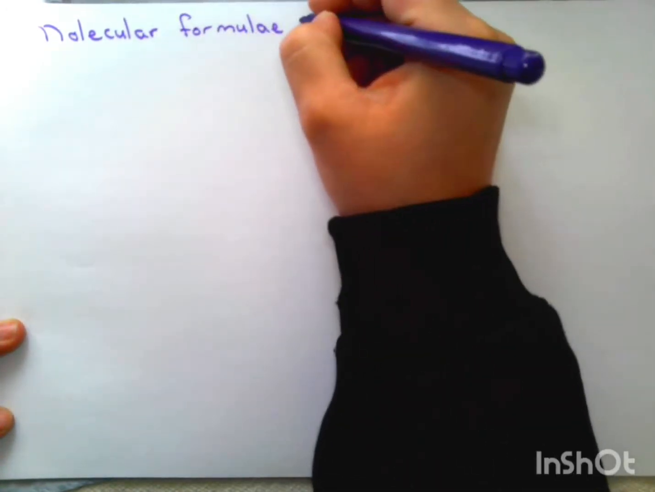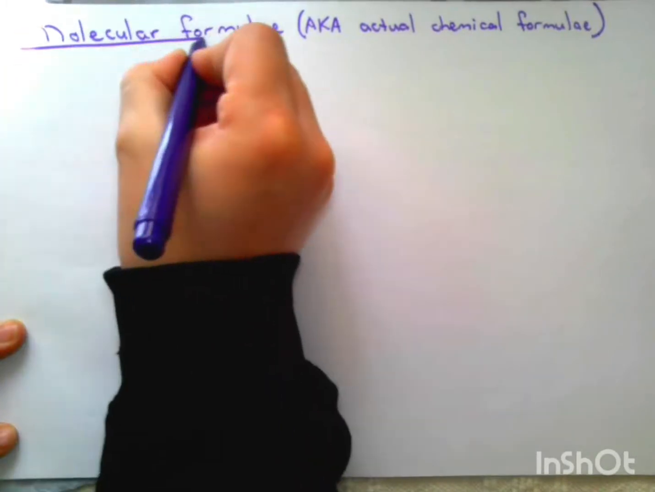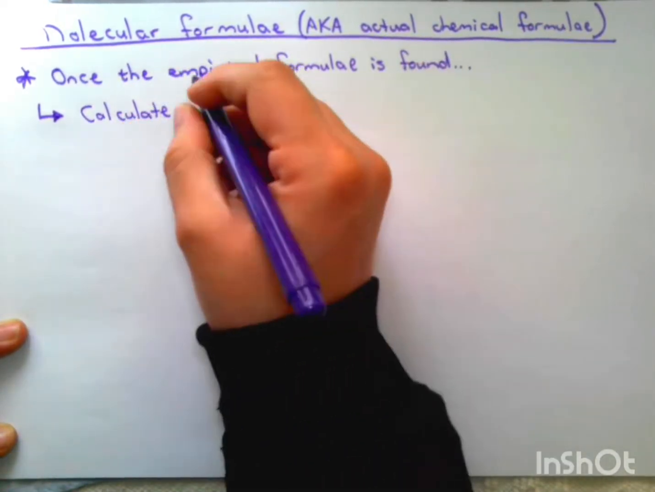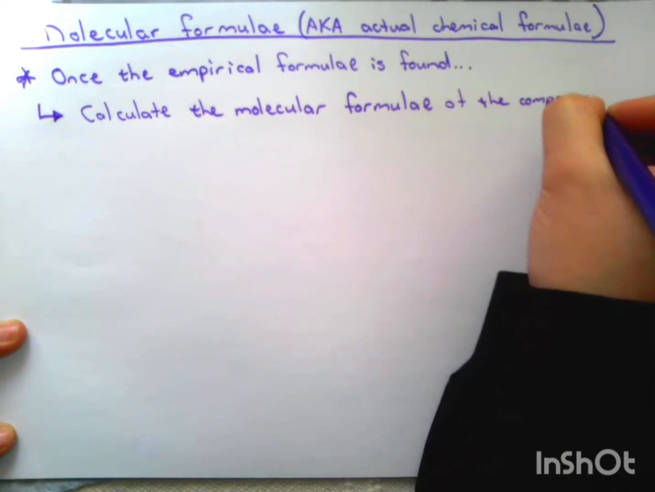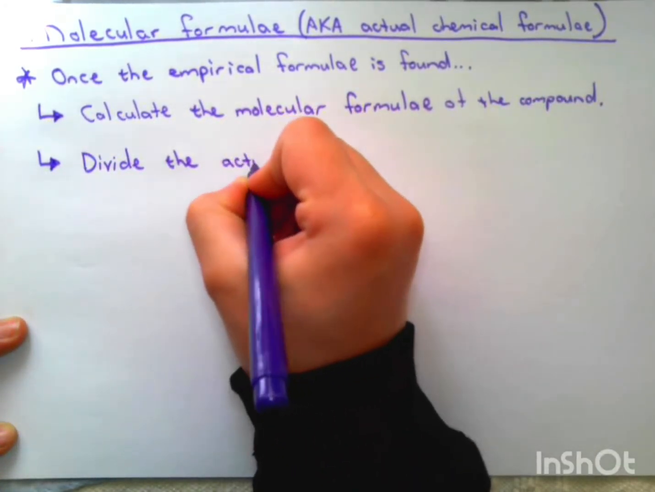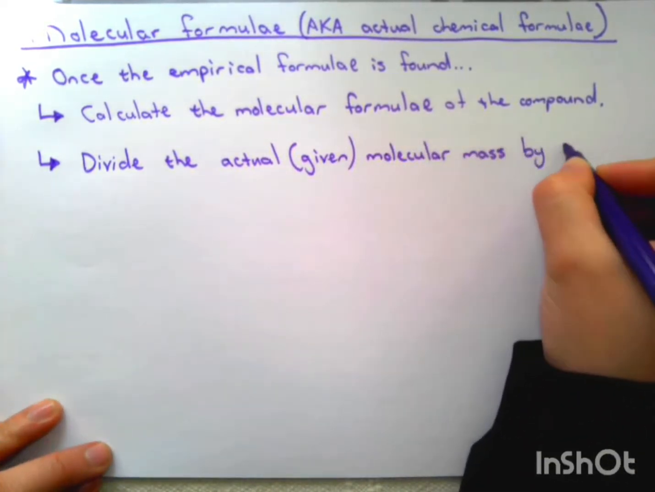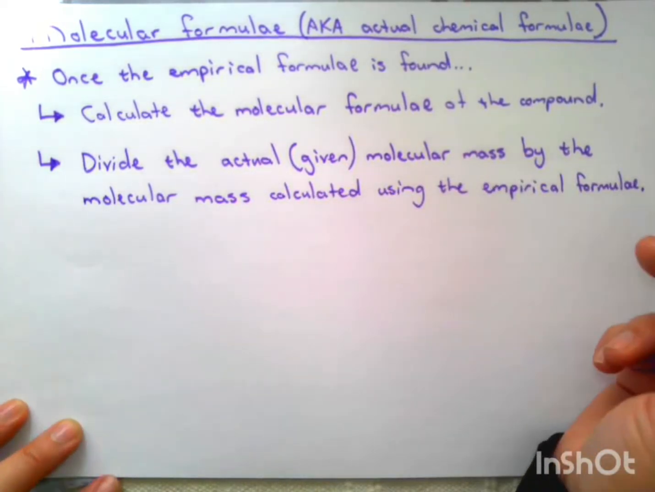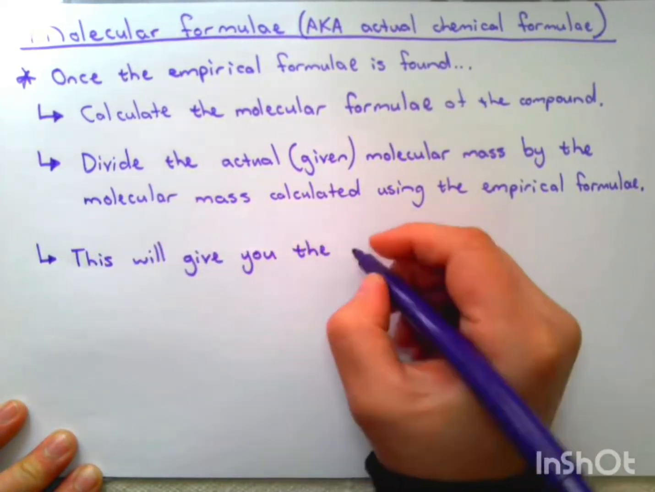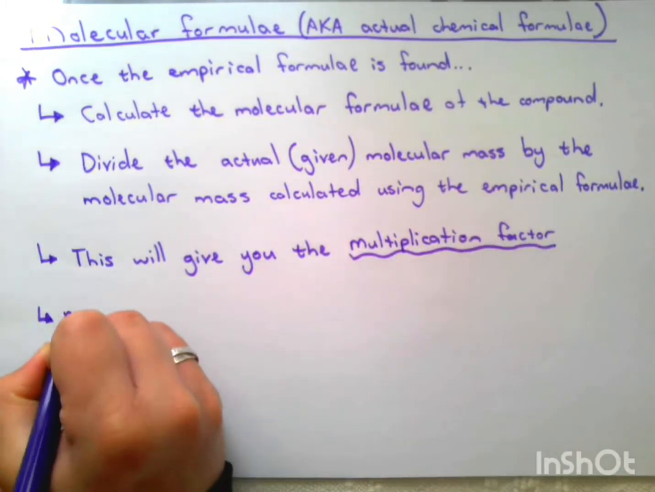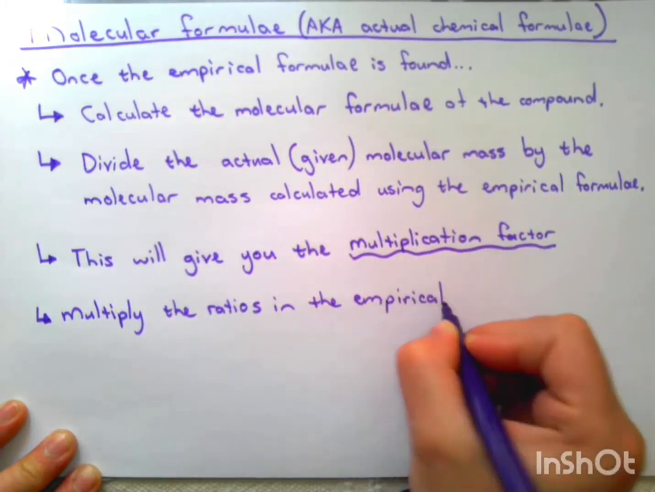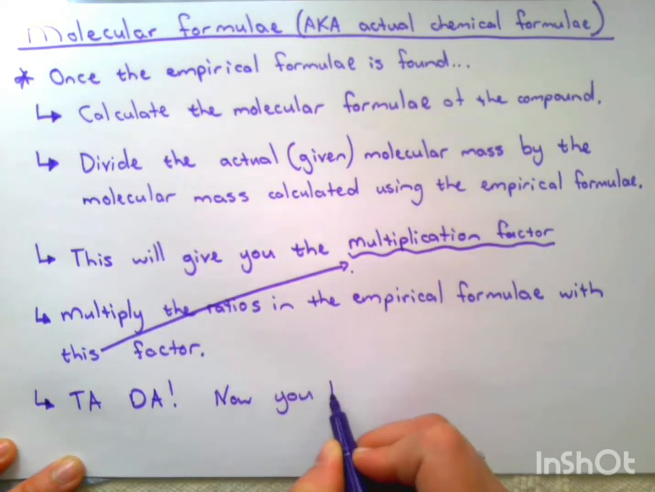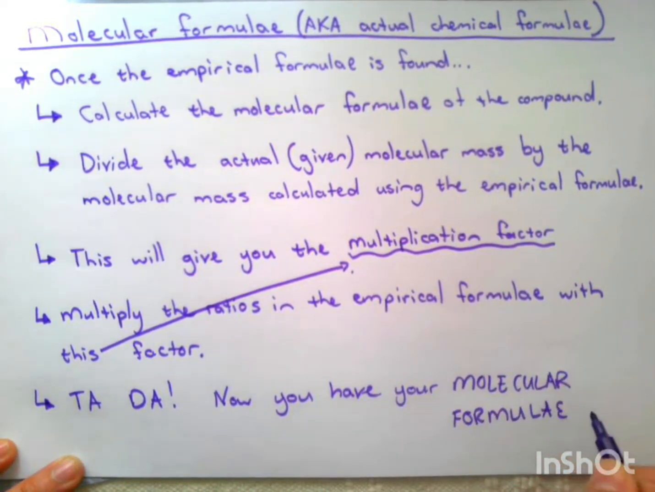That brings us to the molecular formula, aka the actual chemical formula. Once the empirical formula is found, calculate the molecular formula of the compound. Divide the actual or given molecular mass by the molecular mass calculated using the empirical formula. This will give you the multiplication factor. Multiply the ratios in the empirical formula by this multiplication factor. And ta-da! Now you have your molecular formula.